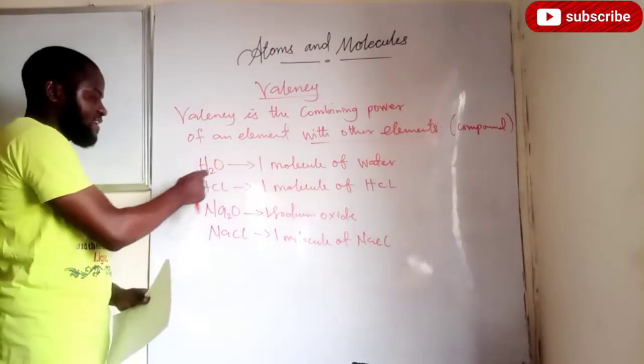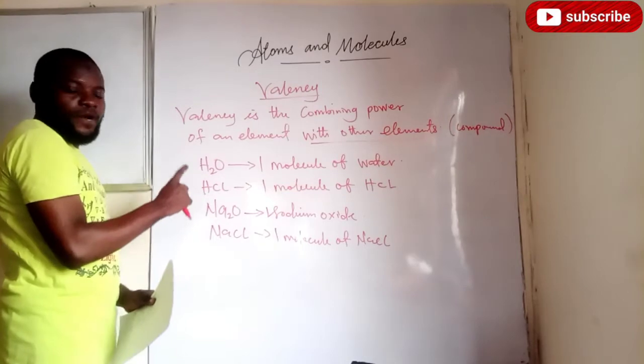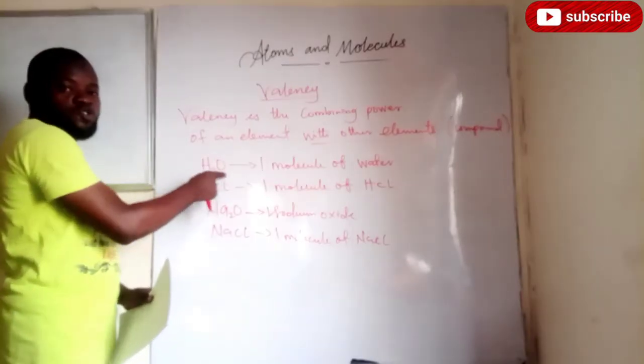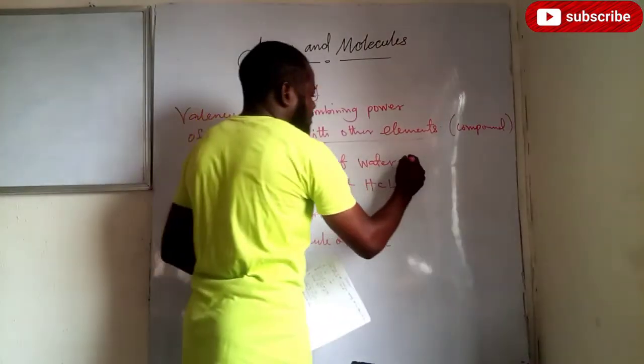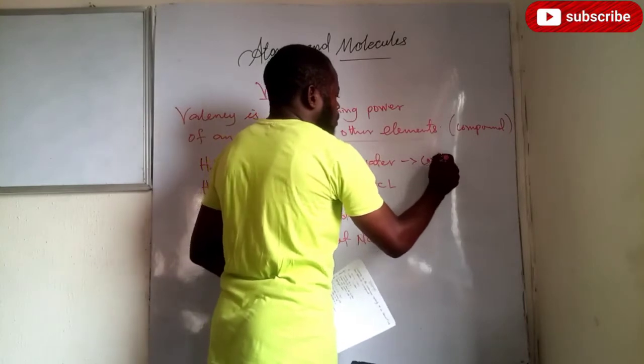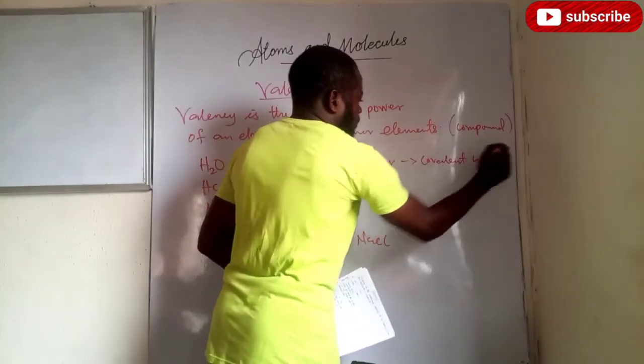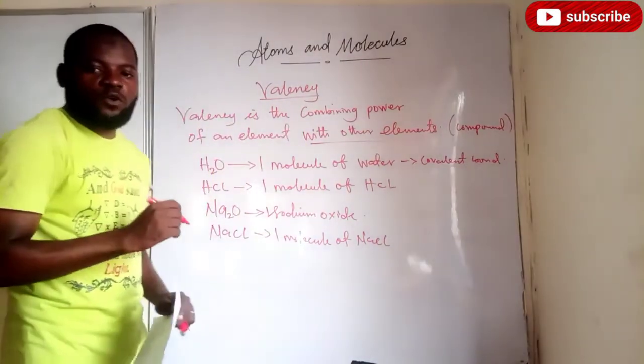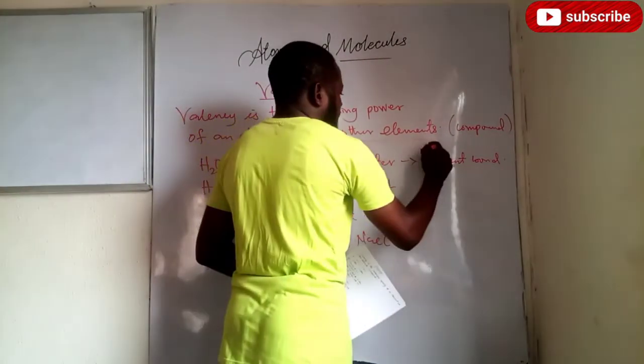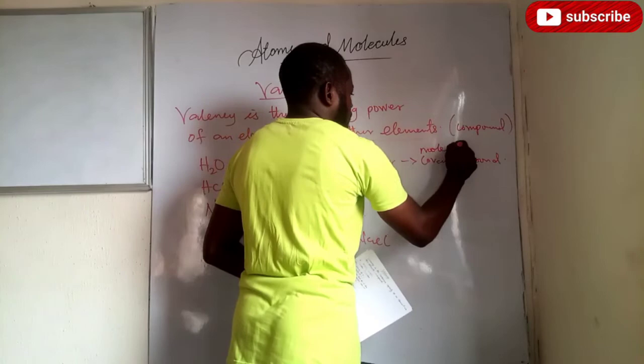In a compound like this, H2O is a compound. When they consist of 2 non-metals, the kind of bond they form is what we call covalent bond. You can call this covalent bond, or you call it molecular bond.